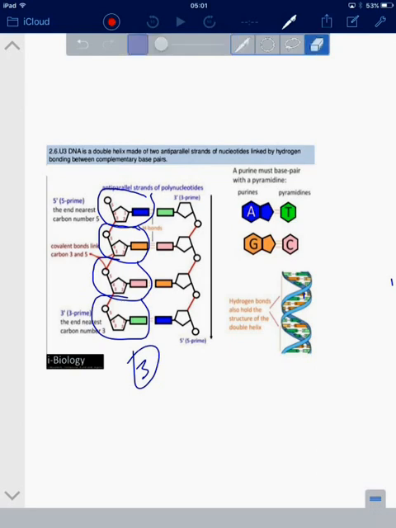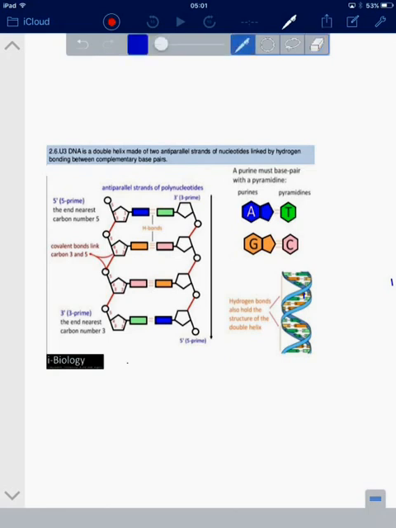And so we also know that the bases hydrogen bond with each other inside, and that the strands run antiparallel to each other, antiparallel. And that means that this strand here goes from 5' to 3', and this strand here goes the other way, from 5' to 3'. So they're running in opposite directions.